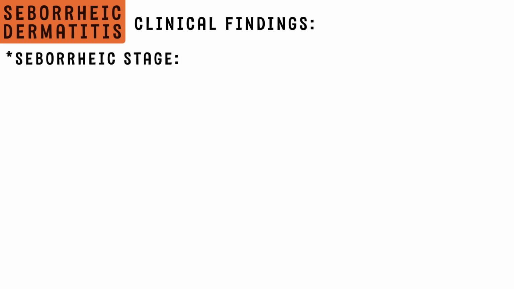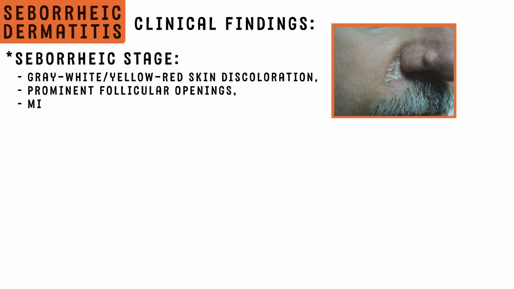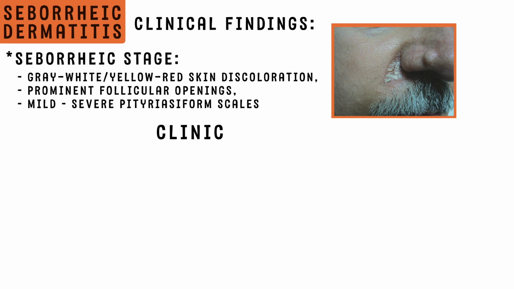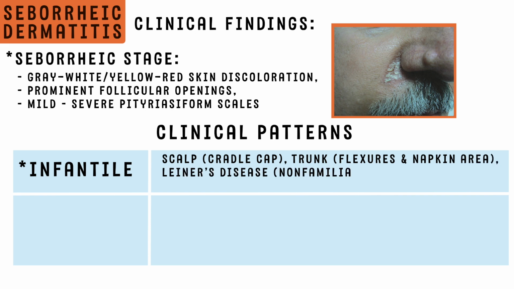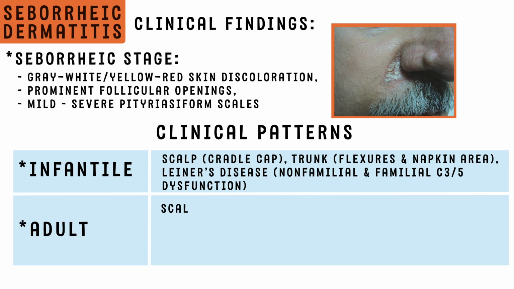In all patients with seborrheic dermatitis, there is a so-called seborrheic stage, which is often combined with a gray-white or yellow-red skin discoloration, prominent follicular openings, and mild to severe pityriasiform scales. The clinical patterns in seborrheic dermatitis are different in children and adults. In children, it is usually scalp or cradle cap, trunk, flexures and napkin area, and linear disease. In adults, it's usually scalp, face, eyelids, and trunk.